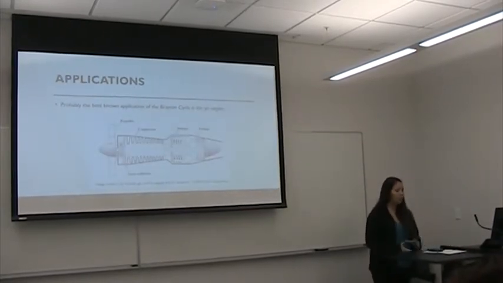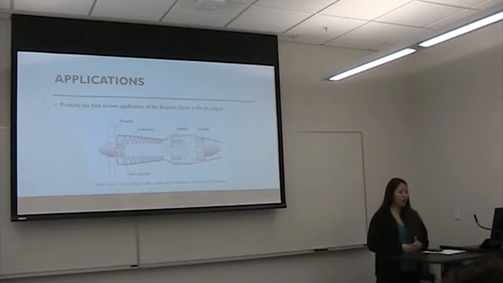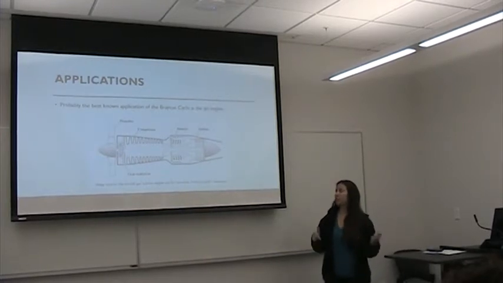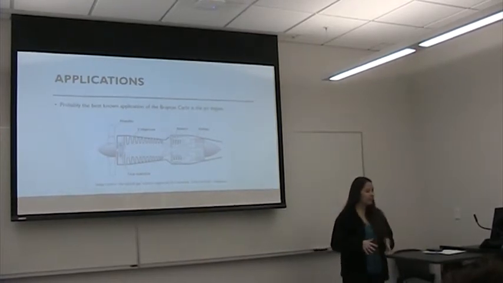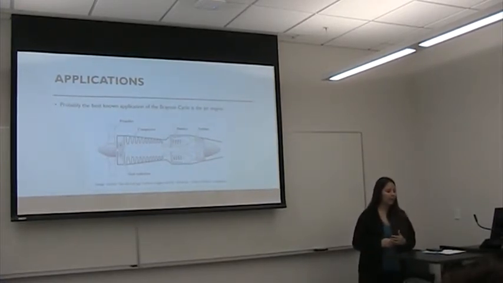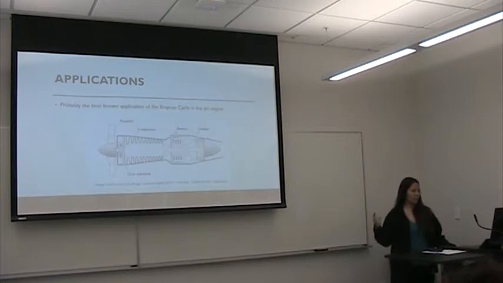And the best known application of the Brayton cycle, as we know, is the jet engine. All jet engines and gas turbines are heat engines that convert thermal energy into useful work. The main application is in producing compressed air and combustion products, which are then accelerated to provide reaction propulsion. And this is one of the best known applications of jet engines.